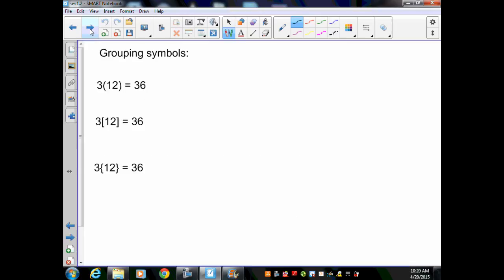Here, what we want to do is take a look at our grouping symbols. Notice I have 3 times 12, that's 36. 3 times 12, still 36, and 3 times 12, here again, 36. But notice I have parentheses, brackets, and braces. Essentially all the same thing. They look different, they are just different forms of grouping symbols, and in each case, they mean multiplication.